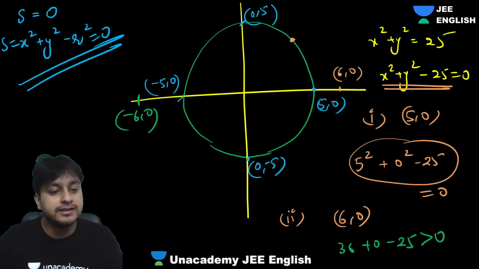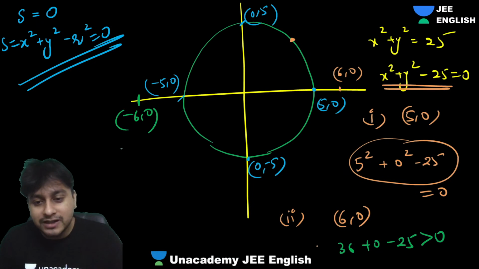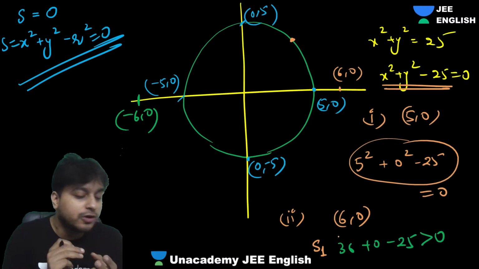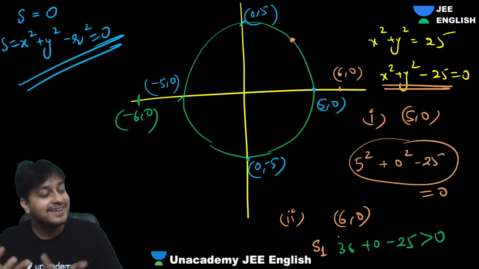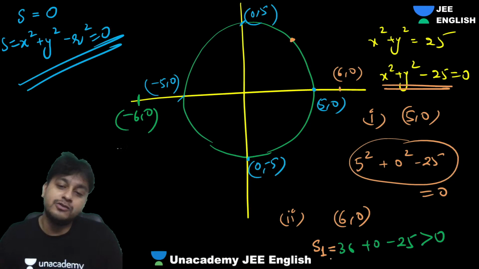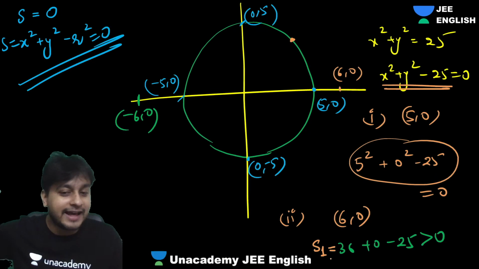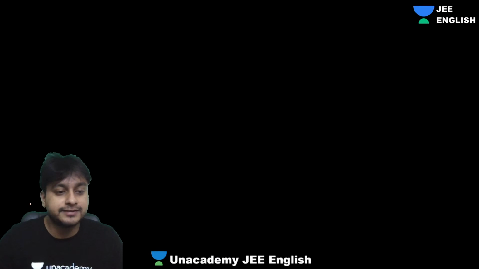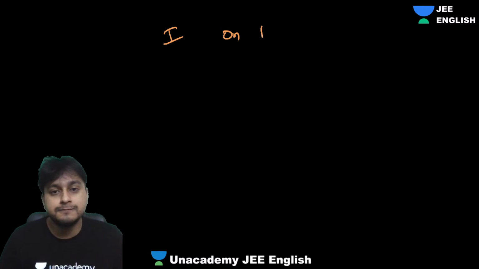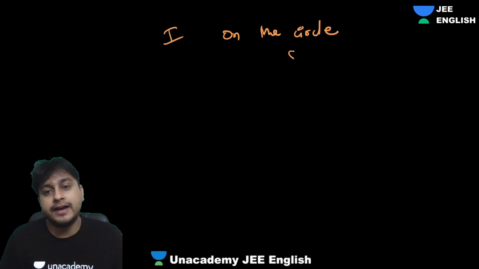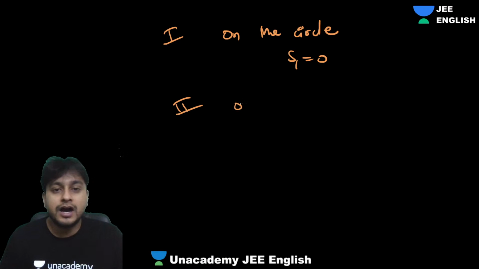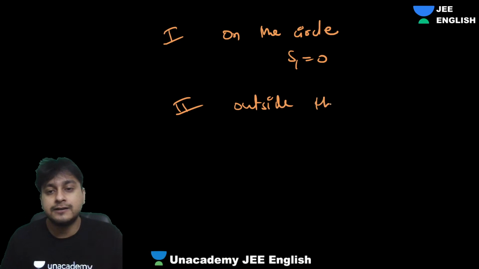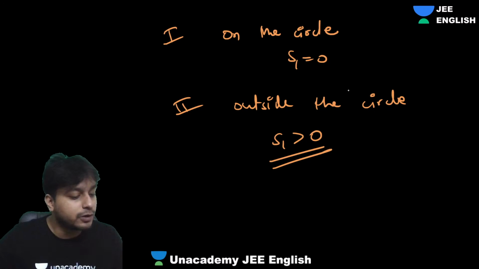The first condition we got, we call this S1, or sometimes in some books or some students write it as S11. I call it S1. You can use whatever you like. So you're putting the point x1, y1. So guys, if the point is on the circle, what are we getting? S1 equals 0. Second, outside the circle, what are we getting? S1 greater than 0. That's what we proved till now.